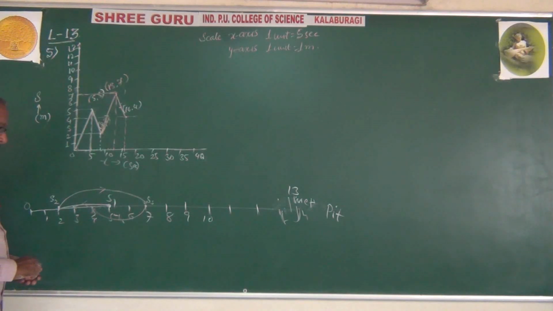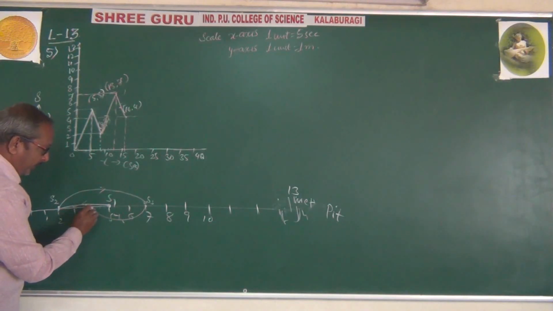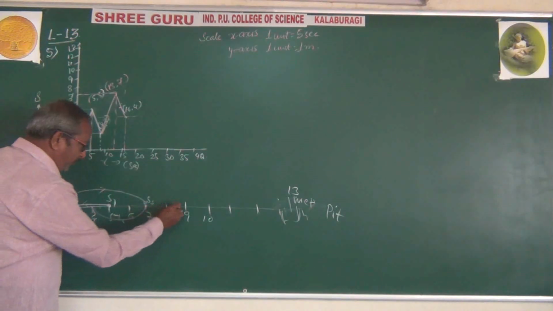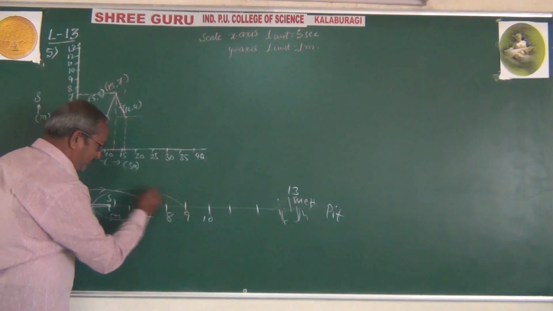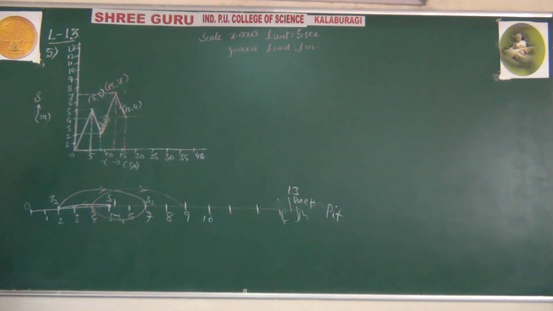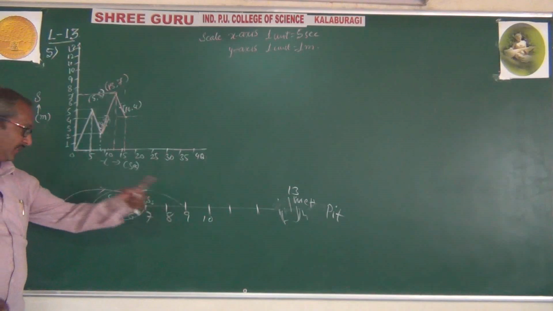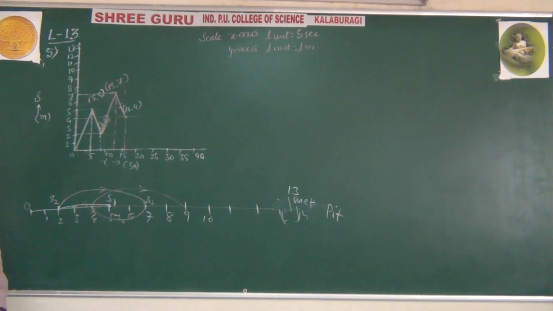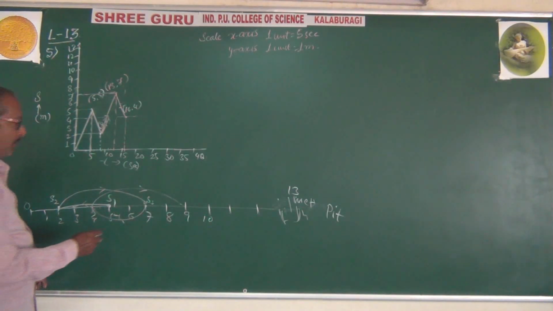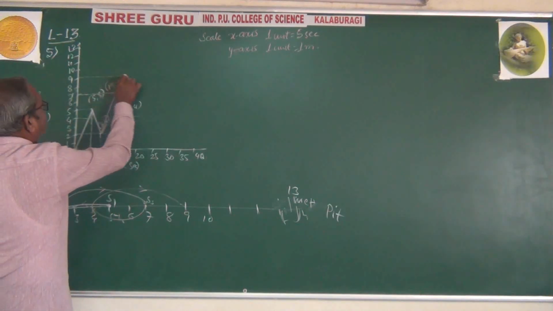Then again we will go from here. Again how many steps? 1, 2, 3, 4, 5 steps. Doing 5 steps, what is the position? On the 9th meter position, from 3 steps back. Again 4, 5, 6, 7, 8, 9 step. Now here, the 9th position. This is the 9th position.